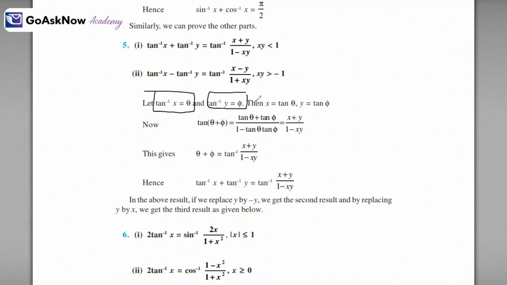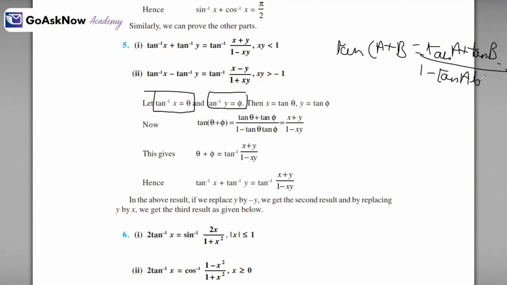So tan of theta plus phi is what? You know the formula of tan a plus b. In 11th class you have studied already that tan of a plus b is tan a plus tan b upon 1 minus tan a into tan b. I hope that you remember that formula. So here for tan of theta plus phi, I have applied this formula only.